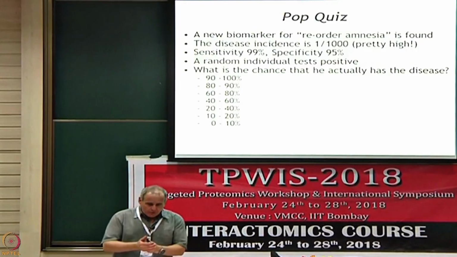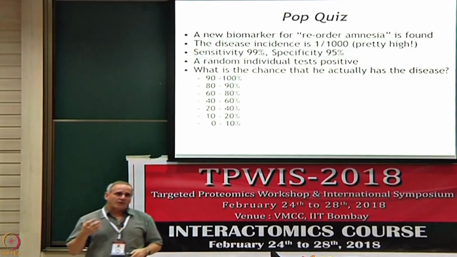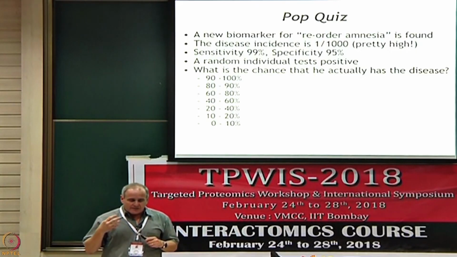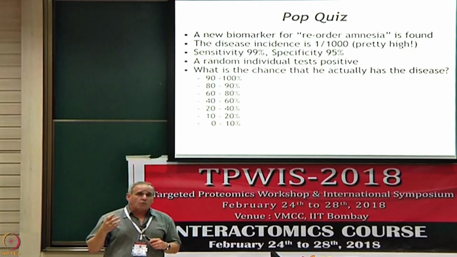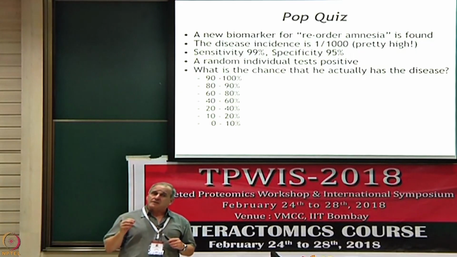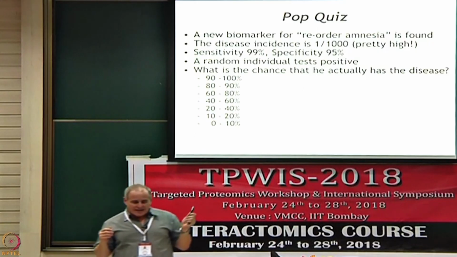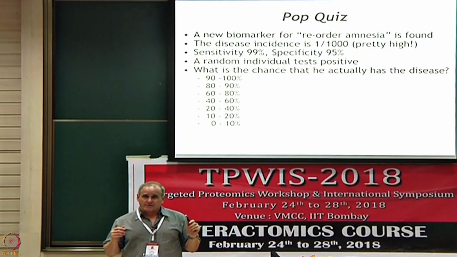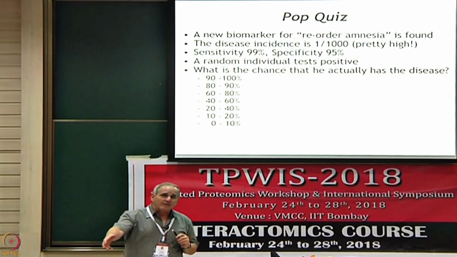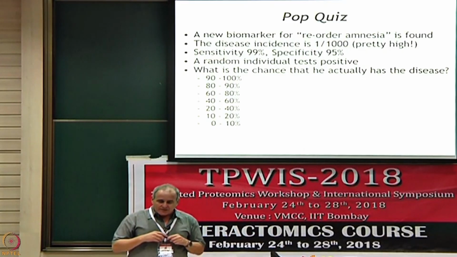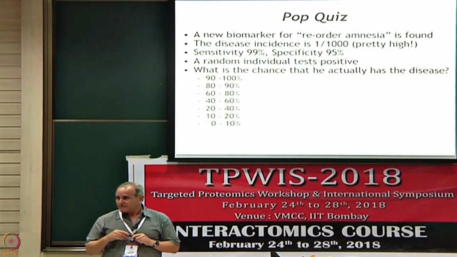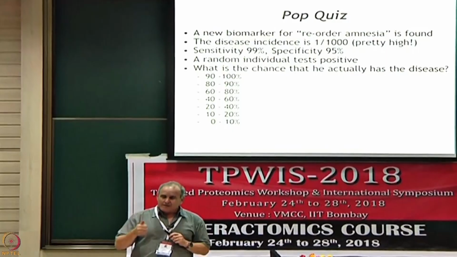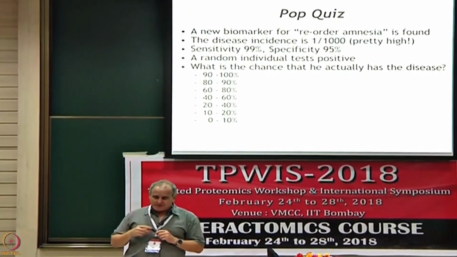Okay, so we're going to do a little quiz now. Okay, so this is a quiz for, in this case, a test called reorder amnesia. The disease occurs in 1 in 1,000 people. So it's a pretty common disease. The sensitivity of our test is 99%, and the specificity is 95%, okay? We test a random individual for the disease. What's the chance that he actually has the disease? Okay? Got it? Sensitivity 99, specificity is 95.